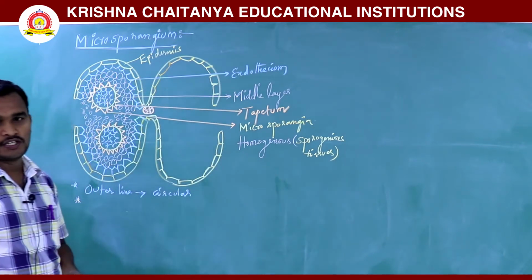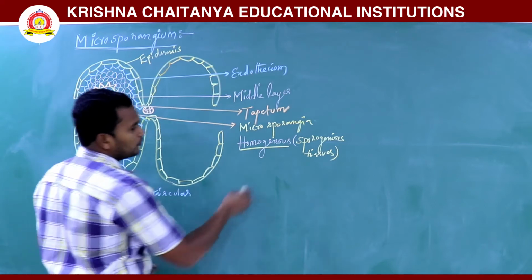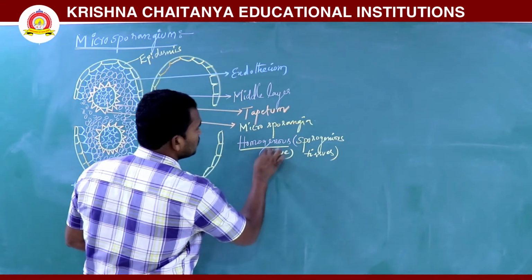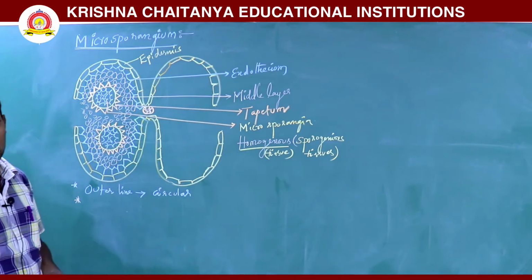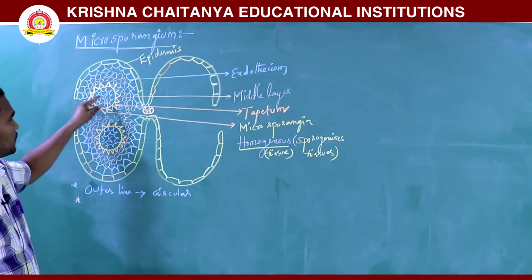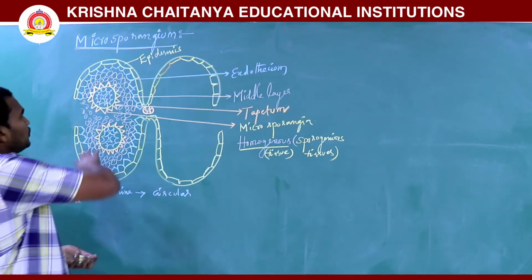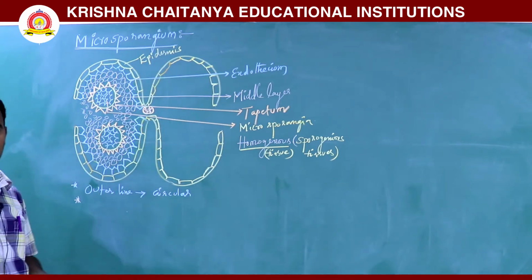It contains homogeneous cells. Homogeneous tissue is nothing but sporogenous tissue. Where is it present? In the center position. So this is the labeling of the microsporangium.